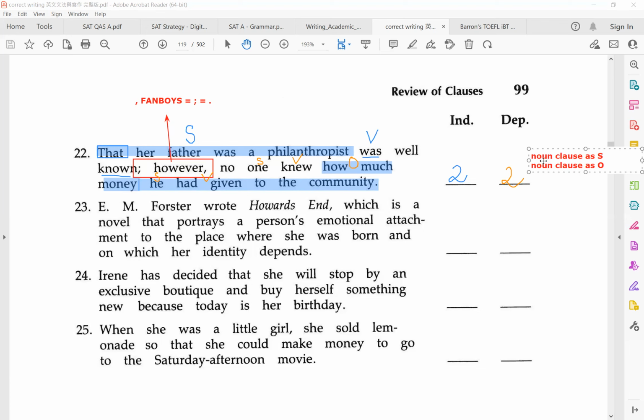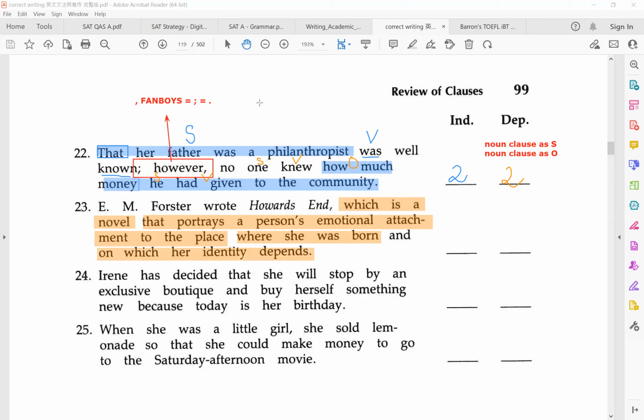All right. And for number 23. Okay, so right away, I see a dependent clause, right? Which is a novel. And then I see another one that portrays a person's emotional attachment to the place. And then I see another one where she was born. And I see another one and on which her identity depends. So you might be wondering, what? Where did that come from?